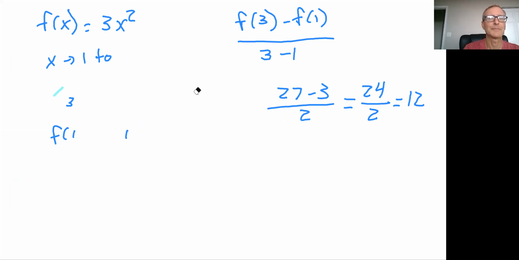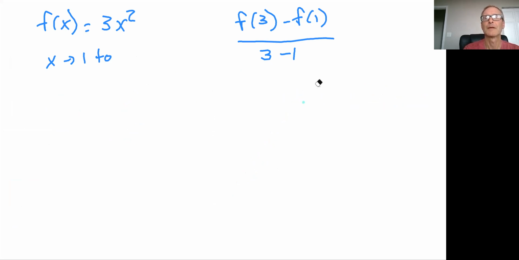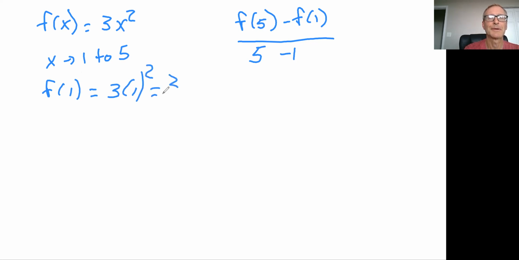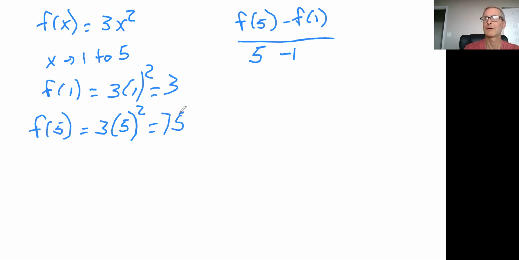Just erase this up and walk you through this one again. So now we've changed those numbers from a 3 to a 5. And so let me do f of 1 again. We did that one already, but that's 3. 1 squared times 3 is 3. And then f of 5. Well, this one's going to be bigger because 5 squared is going to be 25, right? So 25 times 3 is 75, right?